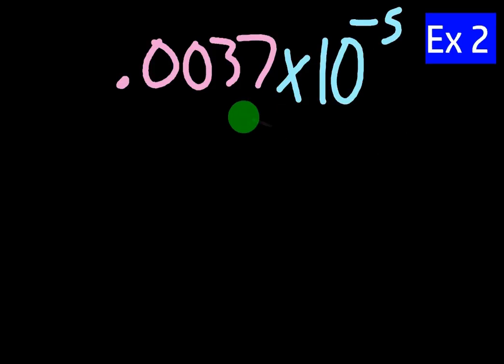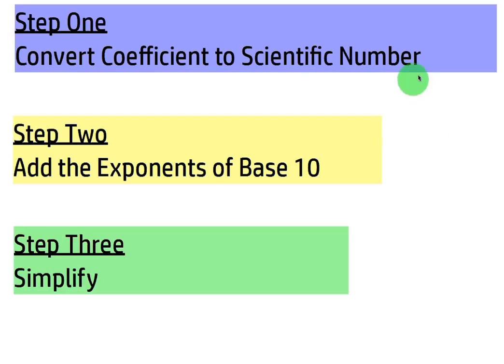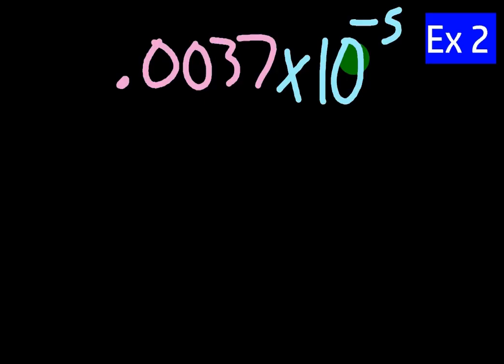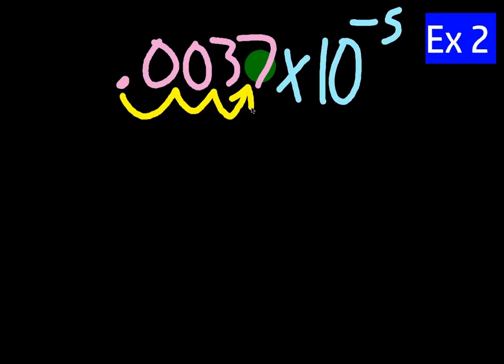We want to take this and convert it to proper scientific notation. The first step is to convert that coefficient, which we also call the mantissa, to a scientific number. So let's go ahead and do that. So how do you take the 0.0037, convert it to scientific?